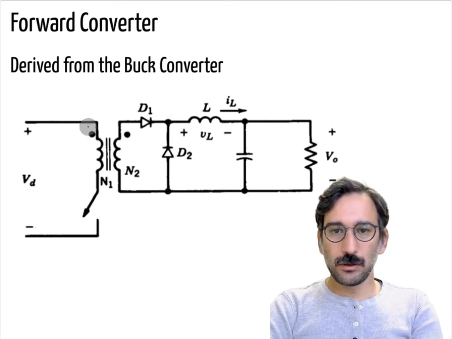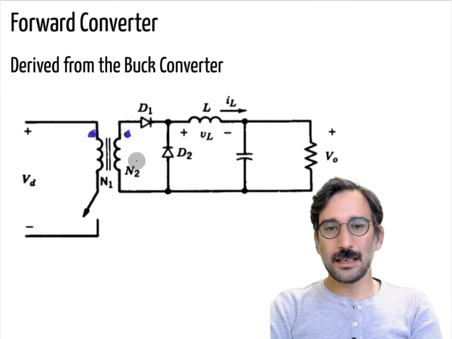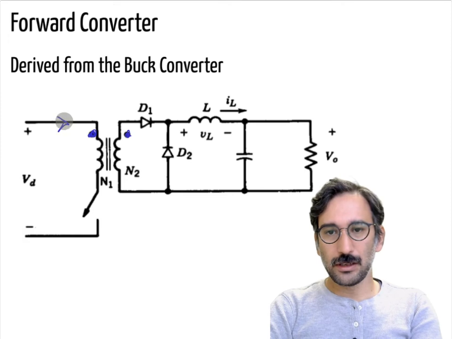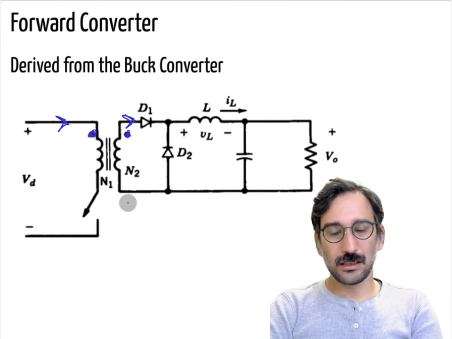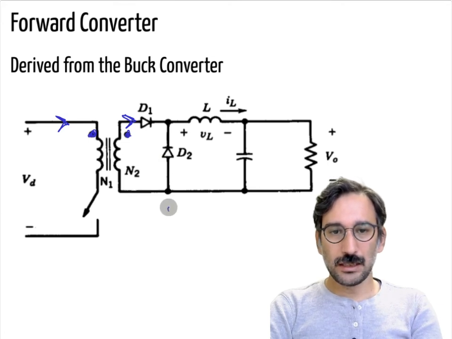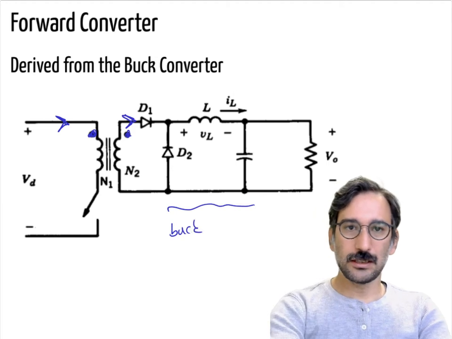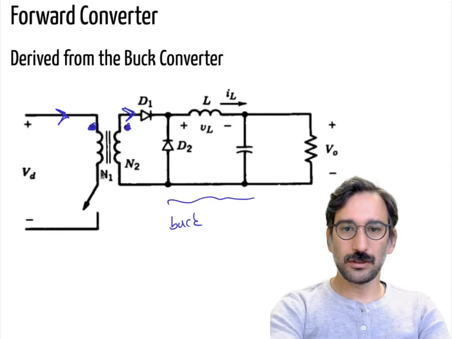What you can see is the dots are in the same direction. So whenever you have current flowing in that direction, you will have current going in the same direction. So it's like a normal polarized transformer. So let's try to derive the voltage characteristics of that converter, right?